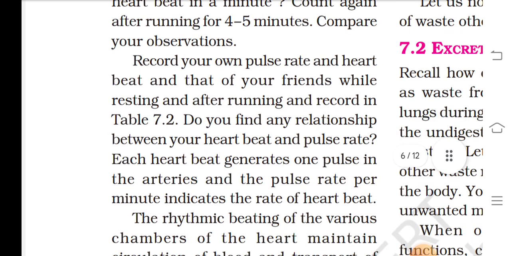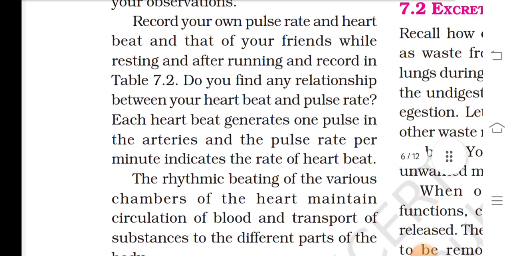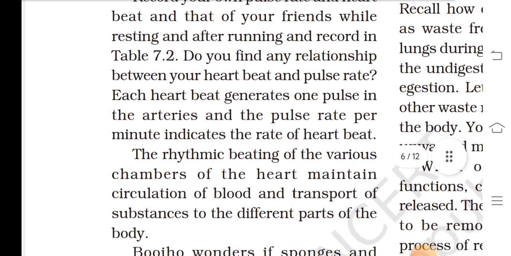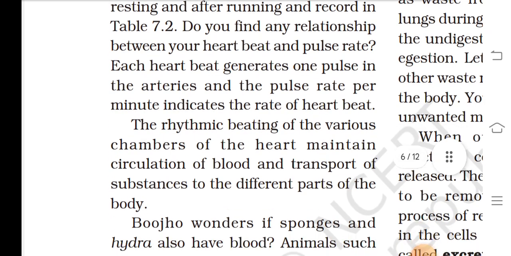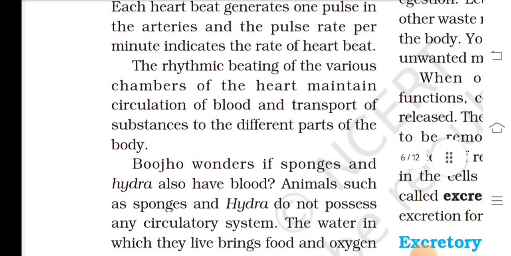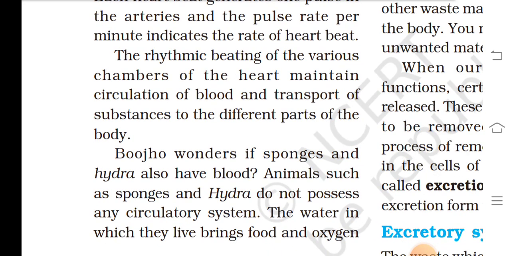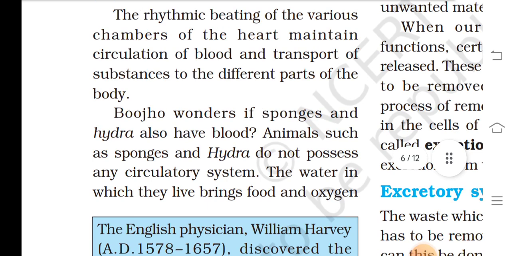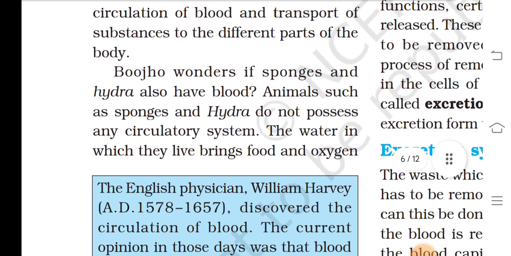Compare your observations. Record your own pulse rate and heartbeat and that of your friend while resting and after running, and record them in Table 7.2. Do you find any relationship between your heartbeat and pulse rate? Each heartbeat generates one pulse in the arteries, and the pulse rate per minute indicates the rate of heartbeat. The rhythmic beating of the various chambers of the heart maintains circulation of blood and transport of substances to different parts of the body.